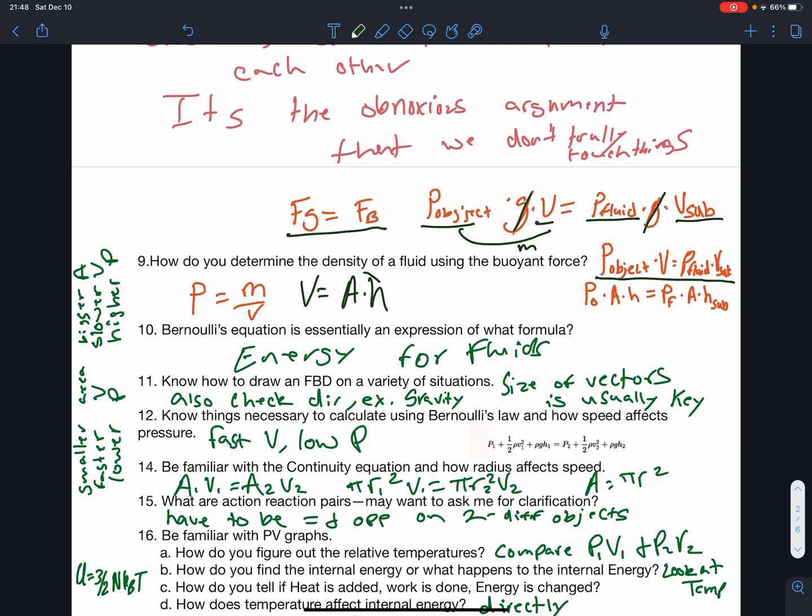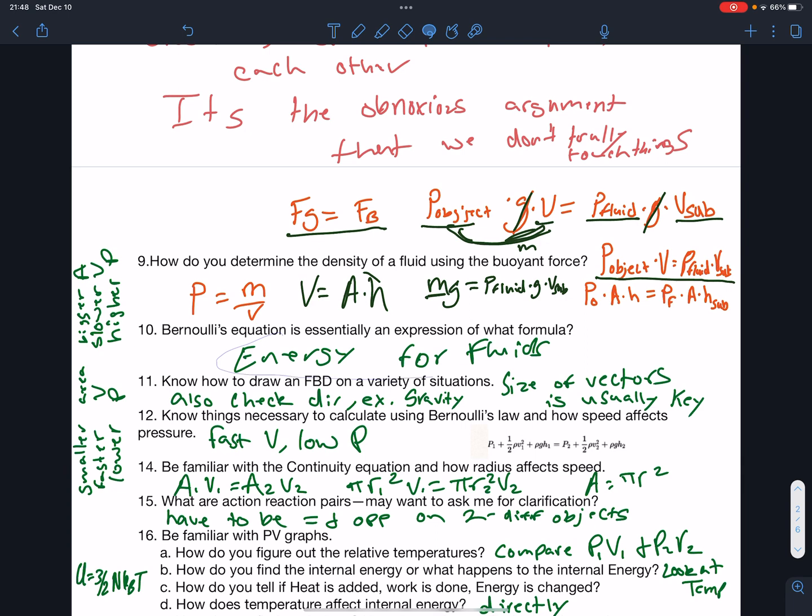Now, I also want to point out that theoretically, instead of having to do this, if they gave you the mass of the object, then it would be mg. You would just skip the volume of the object. mg is equal to the density of the fluid times g times the volume submerged. And then you could find the density of the fluid that way, right? If they gave you m, you could just solve for the density of the fluid, just divide everything and get it to the other side.